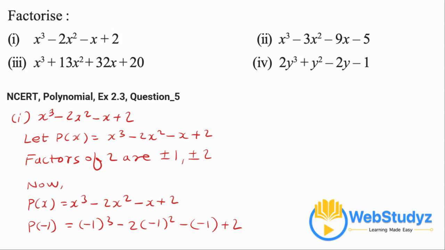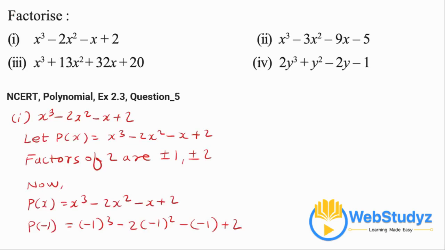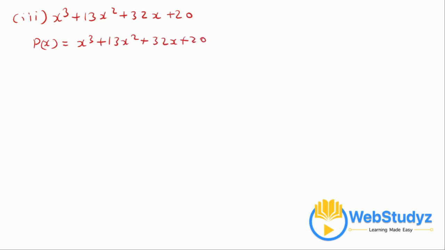Now move on to the third expression, that is x cube plus 13x square plus 32x plus 20. Now let p(x) be equal to x cube plus 13x square plus 32x plus 20.